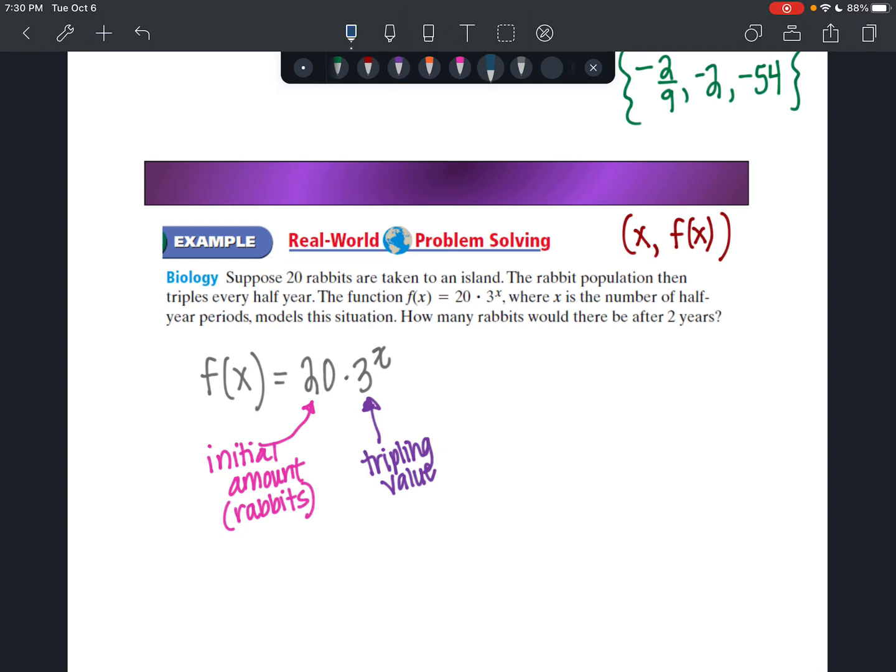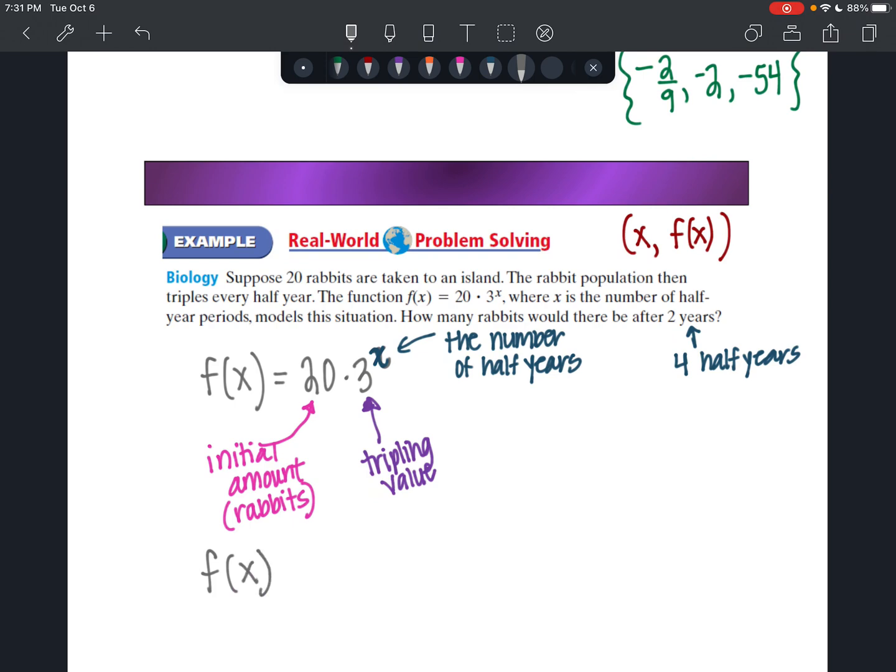And then important to note that this x value right here, x stands for the number of half years. So 1 year would have 2 half years. 2 years would have 4 half years. So the number of half years. How many rabbits would there be after 2 years? So that means each year has 2 half years. 2 years means that I'd have 4 half years. So it's saying we need to find f of x when x equals 4.